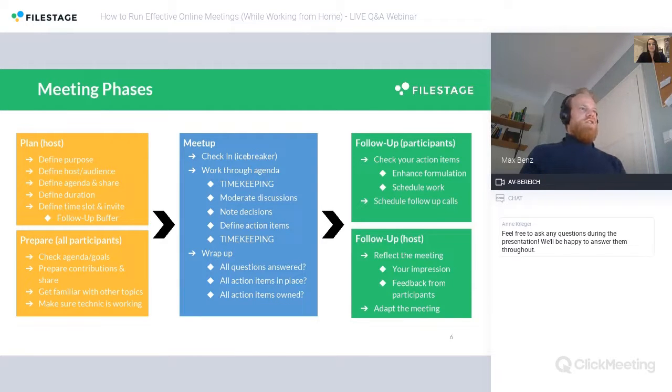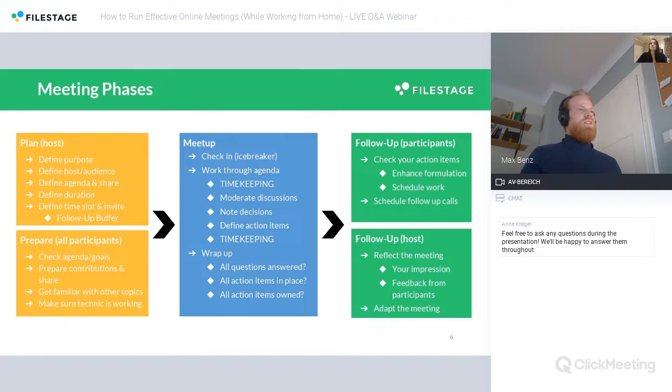So planning is the job of the host. There we define a purpose. So why are we going to have this meeting? That's basically one of the most important things, I think, because based on the purpose, all the following things like the audience and also the agenda are automatically dropping out. The purpose is kind of the heart of the meeting.